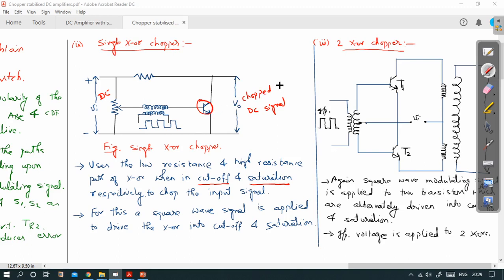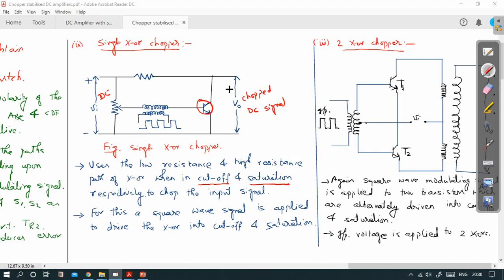Now when this is in cutoff, it does not conduct and becomes an open circuit. So whatever voltage appears at the input side, that is Vi, appears at the output, that is V0. In this way it operates. When it is in saturation, the output voltage becomes 0, and when it is in cutoff, the output voltage becomes equal to the input voltage, and this goes on repeating.